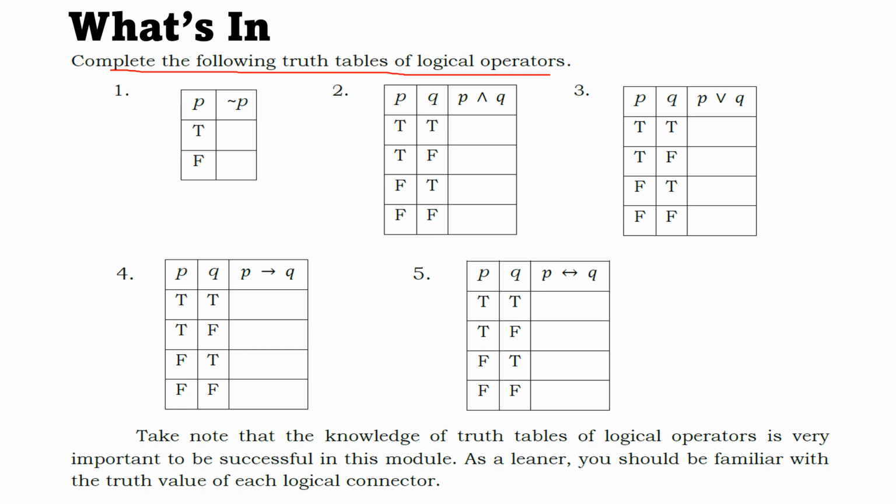For number two, it's about conjunction, as you can see. For number three, it's all about disjunction. For number four, it's all about the conditional. And five, it's about the biconditional.